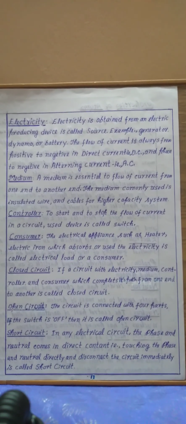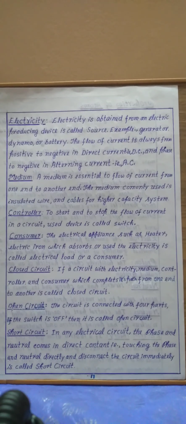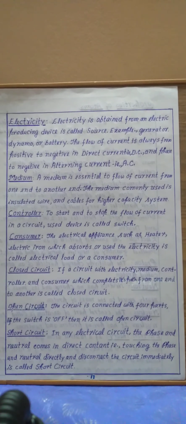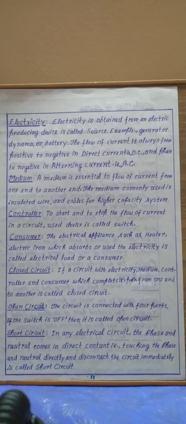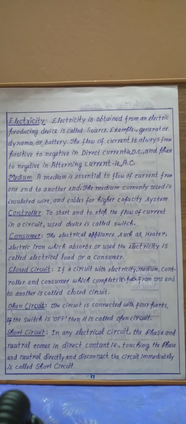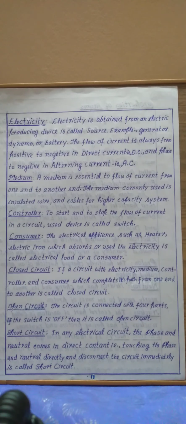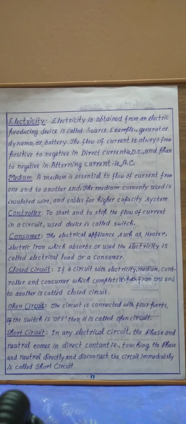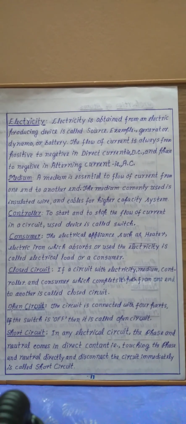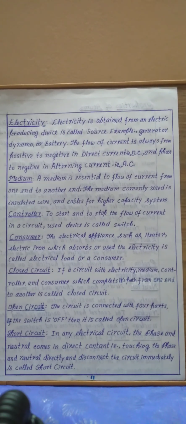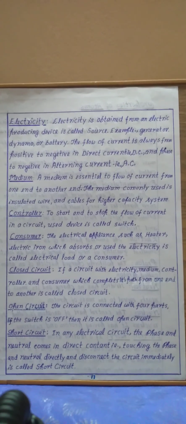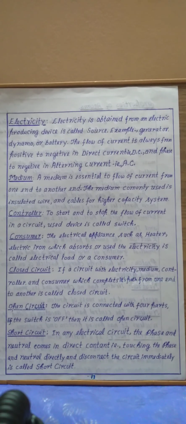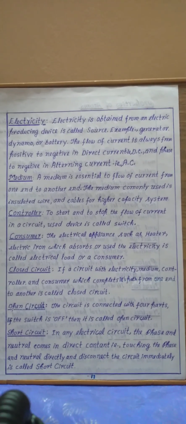Next one is circuit. It was already explained earlier, even though I want to say a few words. If a circuit with electricity, medium, controller and consumer completes its path from one end to another end, this is called a closed circuit. That means from the starting point to the end point. Here the starting point is through the main switch.